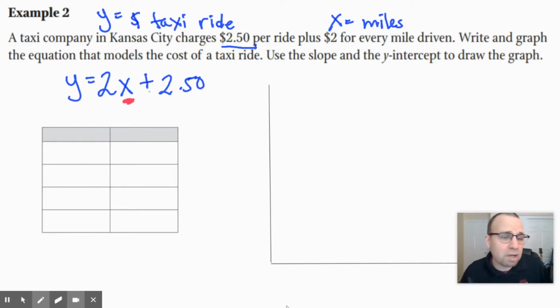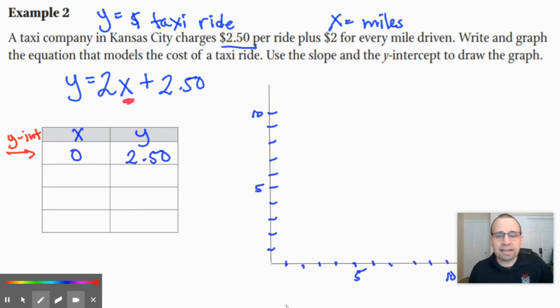So if we drive 1 mile, 2 times 1 is 2, plus the $2.50, you'll be charged $4.50, and so on. So let's make a table of values, though, just to make sure our graph is going to be correct, and so it will help us with the homework. Again, I like to start with the y-intercept. So when x is equal to 0, what will the value of y be? Well, it will be $2.50.